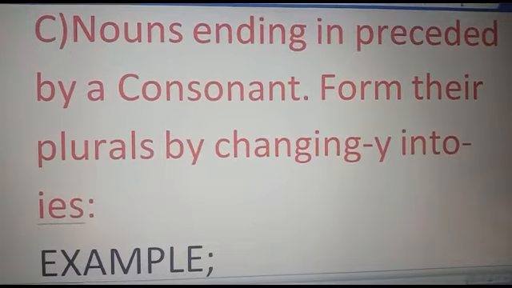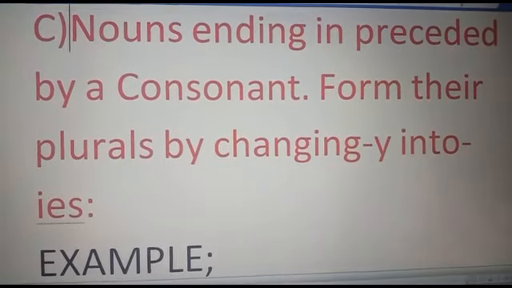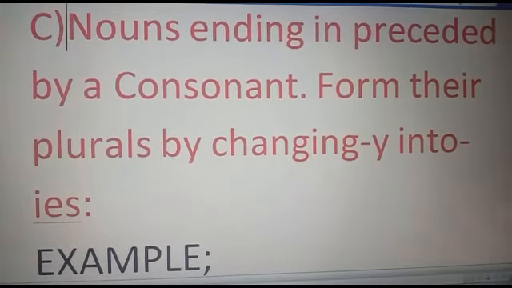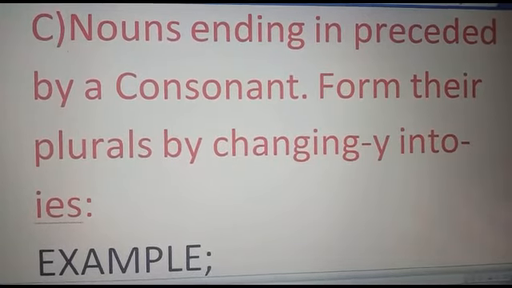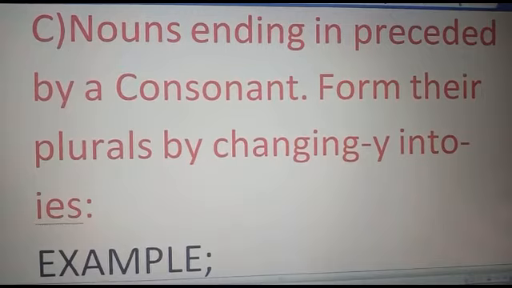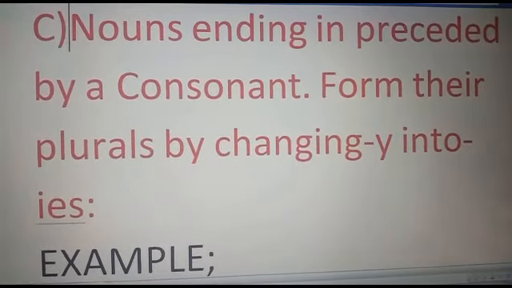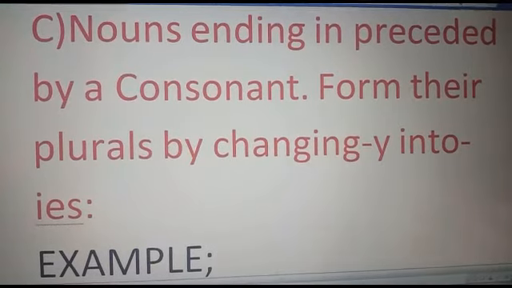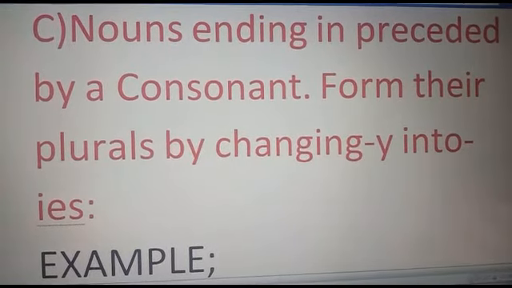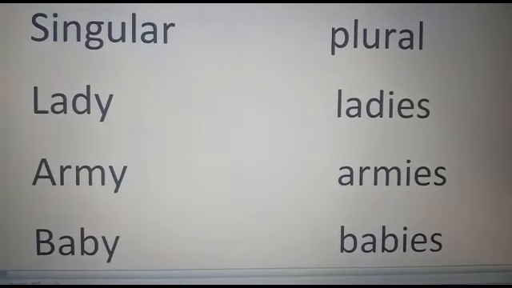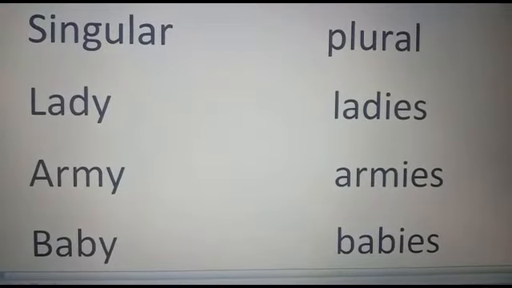Now the third type is nouns ending in y. The nouns that end in y preceded by a consonant form their plural by what? By changing the y into ies. Here, what they're trying to say is that any noun that ends with y is converted into plural by adding ies.